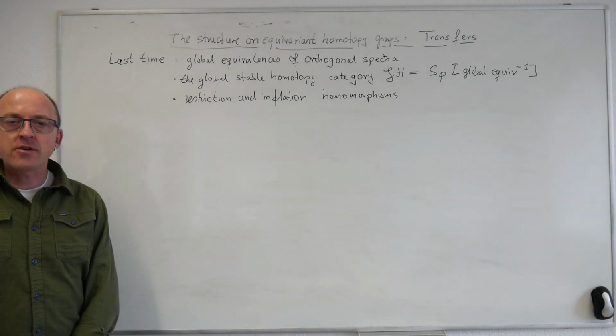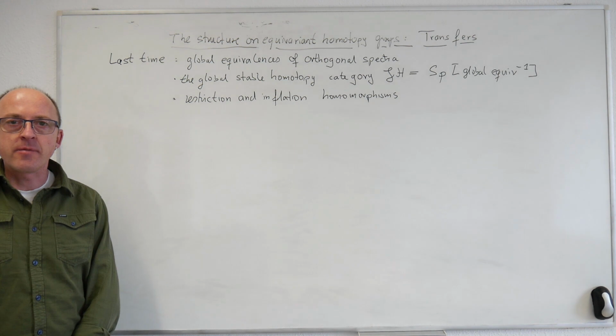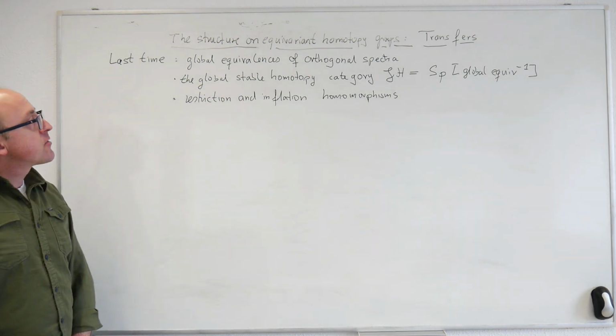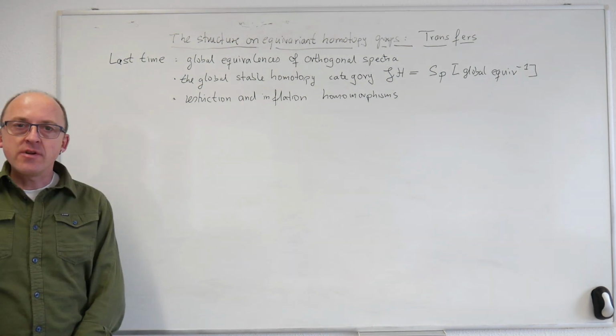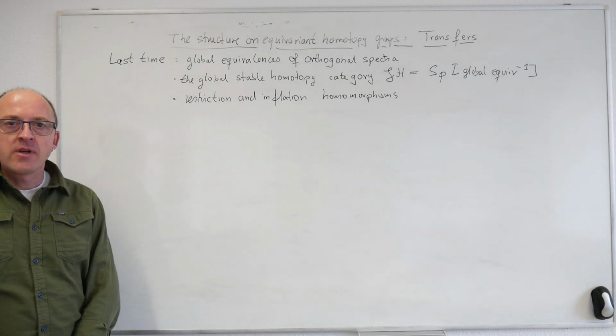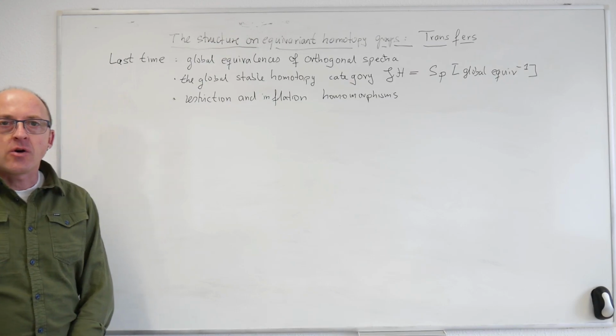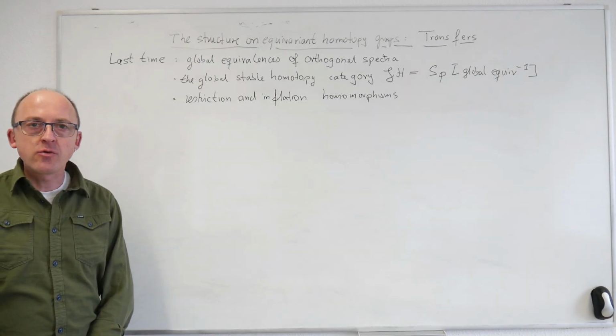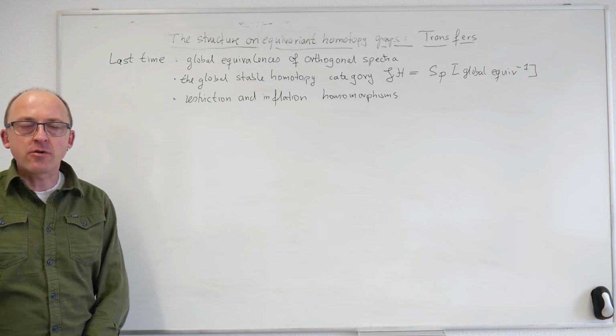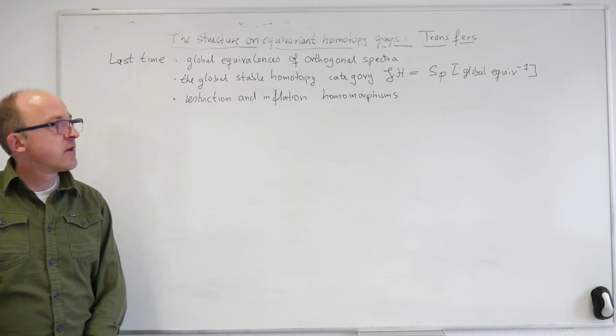Welcome to the third lecture of my class on global homotopy theory. Last time I introduced the notion of global equivalences for orthogonal spectra. So a morphism of orthogonal spectra is a global equivalence if it induces an isomorphism on the G equivariant stable homotopy groups in all integer degrees and for all compact Lie groups G.